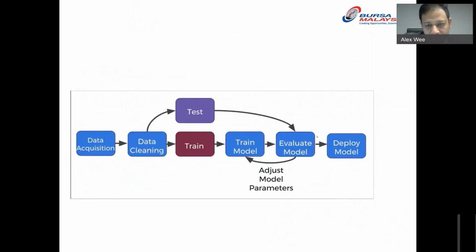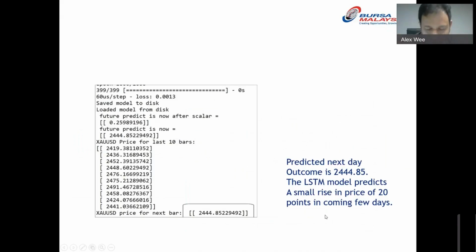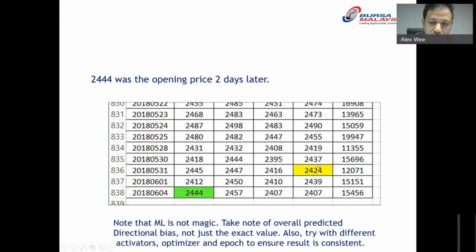So after you link everything, next is the machine learning model, where you have all the standard steps: data acquisition, cleaning, training, testing, train model, evaluate model, and deploy the model. For example, the data you have ends at 2424. You put it into the machine learning model, and the LSTM predicts that in the next few days it will go to 2444. That is the prediction. It predicts that it will take a few days to rise 20 points. In reality, it took only 2 days before the price went up to 2444, the exact price predicted by the machine learning.